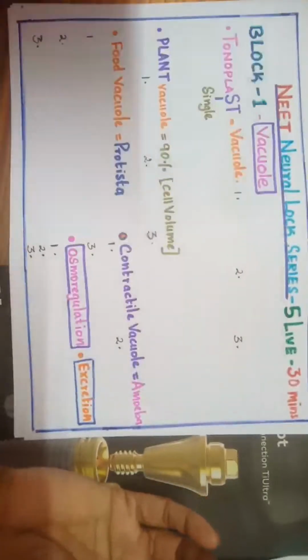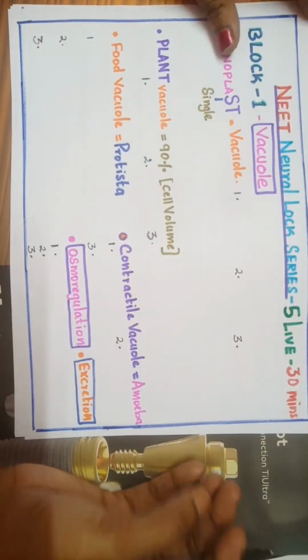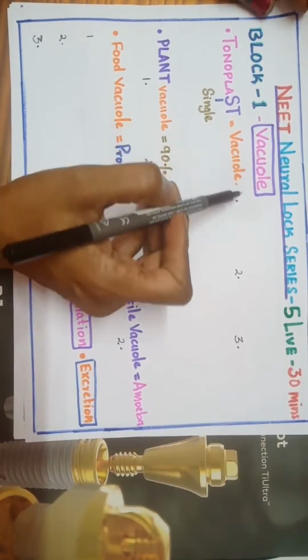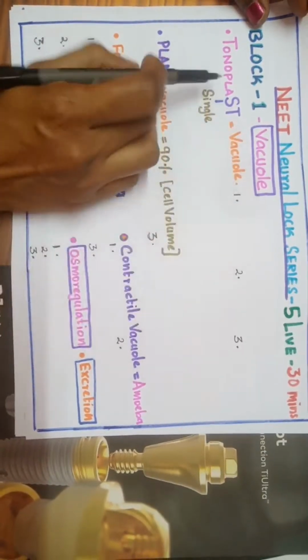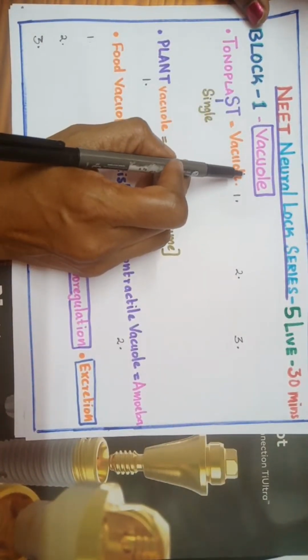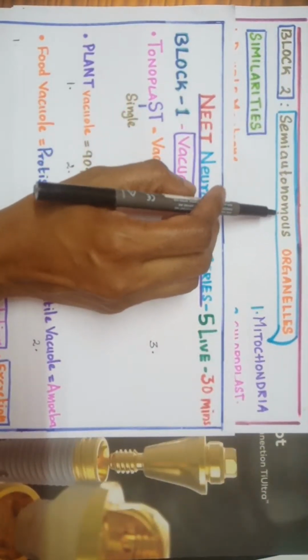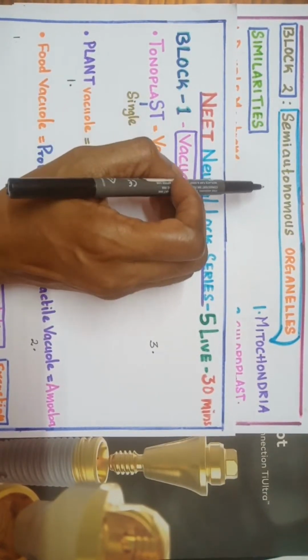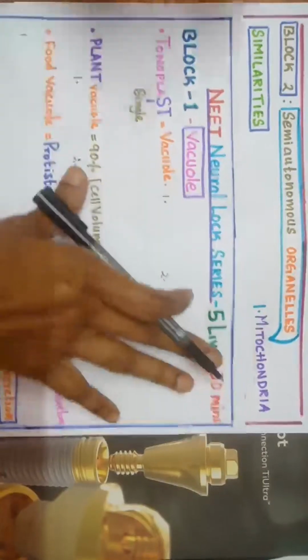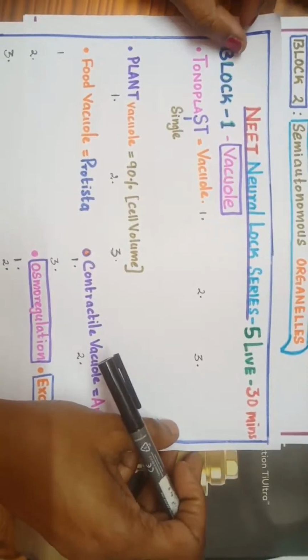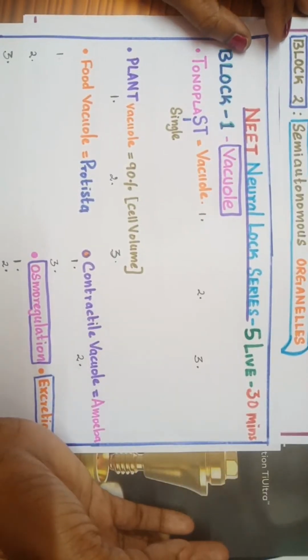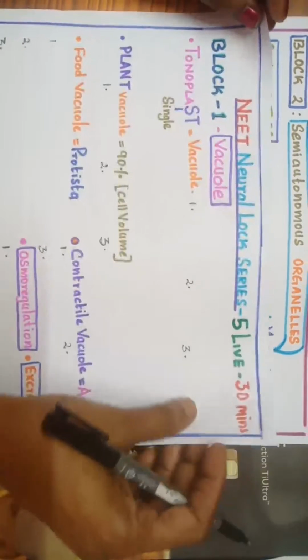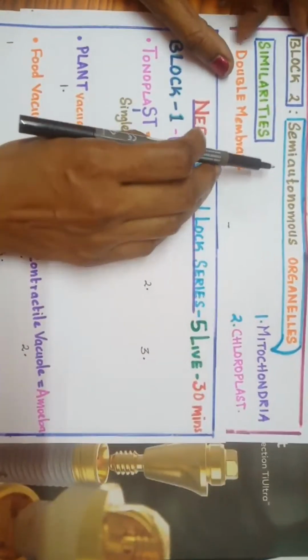Next is Block 1. The answer is vacuole. In Block 1 we are going to see about vacuole, and in Block 2 we are going to study semi-autonomous organelles. What is the meaning of semi-autonomous organelles? Can you name the organelles? There are similarities between those two organelles. Do you know those similarities?